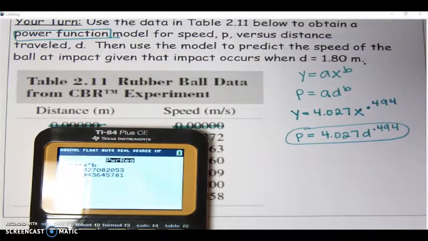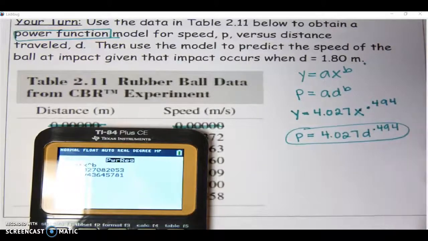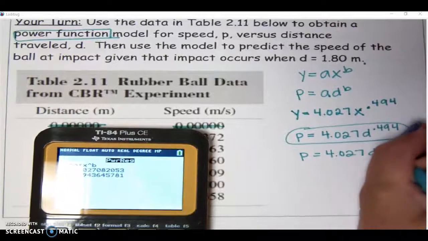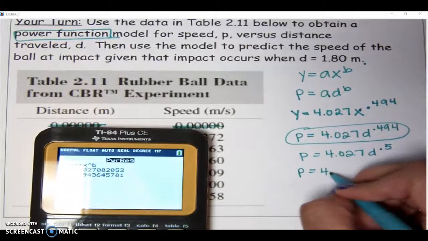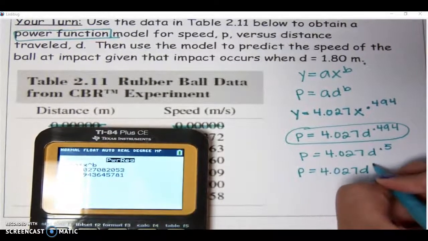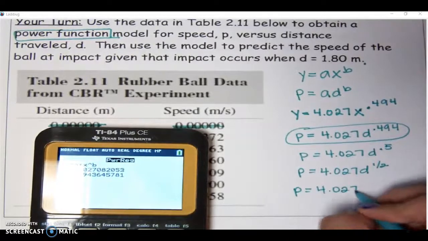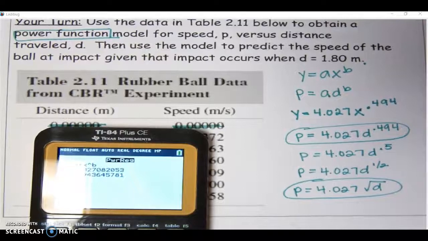Okay, this answer could work. We could also round this to 0.5. So they may round the answer to 0.5. If they do that, that's the same thing as relating it to the 1/2 power. Well, so that means that we could change that into the square root of d. So you may see either one of these answers. Okay, the reason I do this is so you know all these are possibilities.